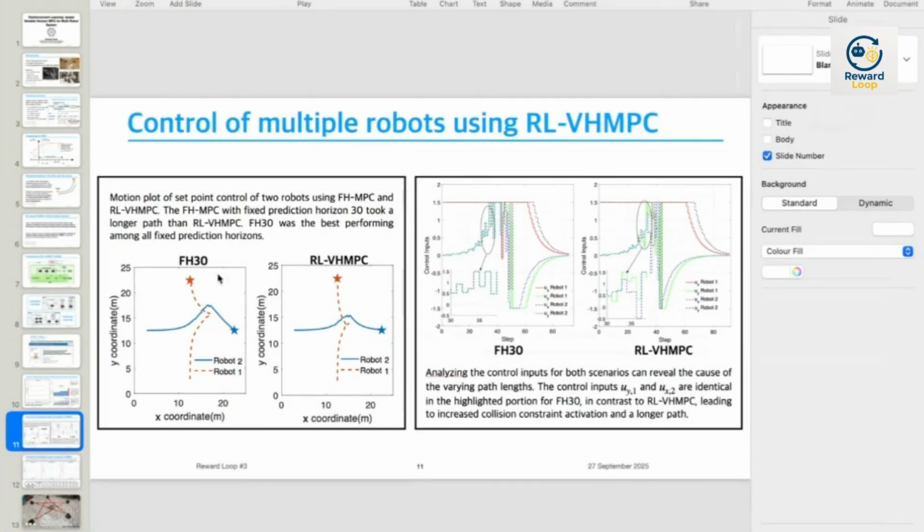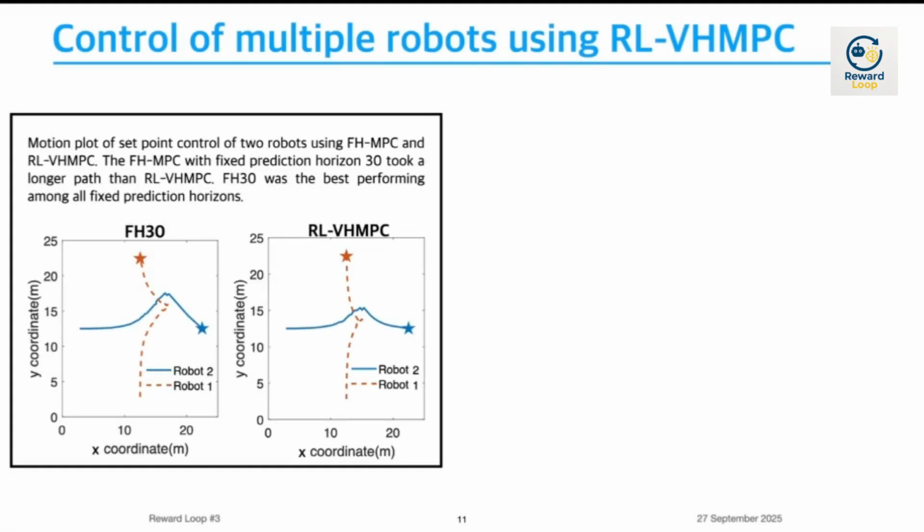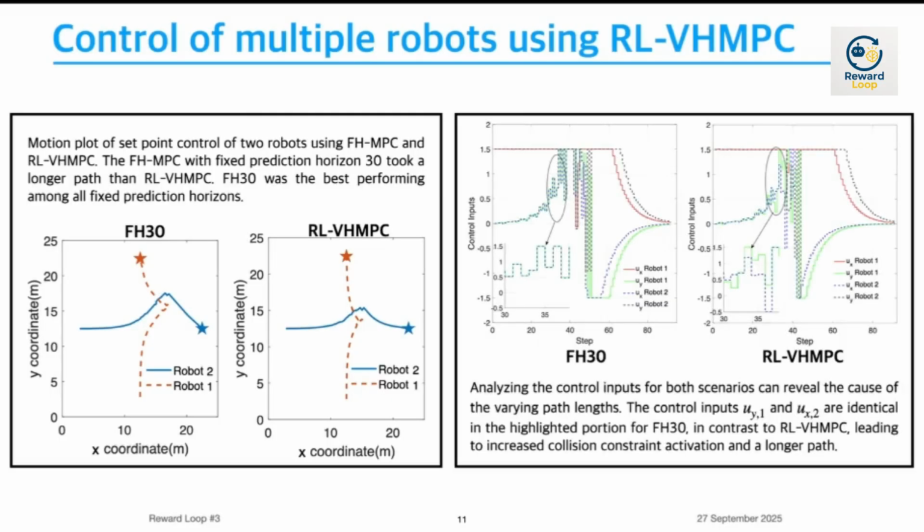So I was explaining, in the first case, you see that the velocities, the y direction velocity of this robot and the x direction velocity of this robot, are actually identical, and this makes them reach the midpoint at the same time, which arises in a collision situation which they have to avoid. And in order to avoid the collision, they move parallelly and take a longer path.